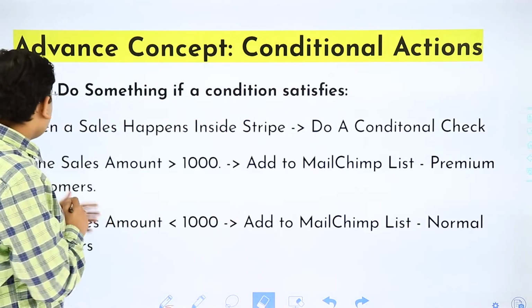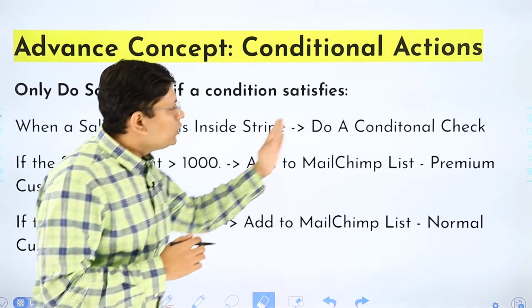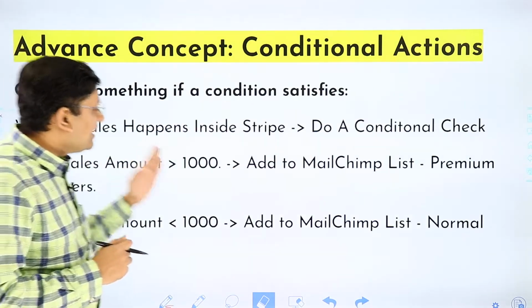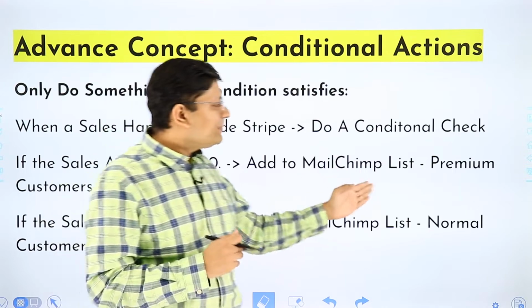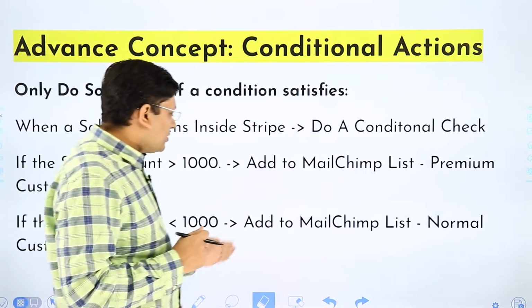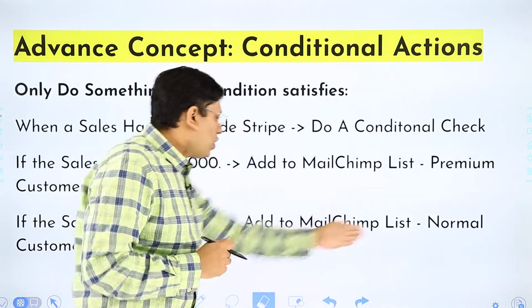So let me give you an example. When a sale happens inside Stripe, do a conditional check. Now that conditional check is, if the sales amount is greater than 1000, add to the MailChimp list premium customers. If the sales amount is less than $1000, add to the MailChimp list normal customers.